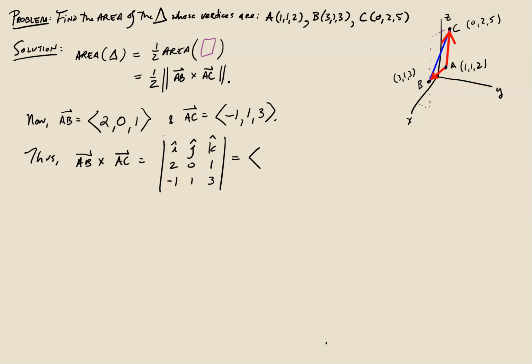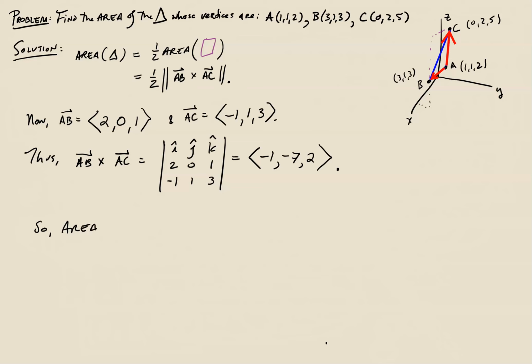Let's see. First component has to do with i. We go down and to the right, we get nothing. And then when we go down and to the left, we get 1. So we have to subtract off 1. So we get a -1 there. As for j, let's see. We're going to get, when we go this way, 1 times -1 is -1. But then from that -1, we have to subtract 6. So that's going to give us -1 minus 6 is -7. And then we have k, which is going to give us 2 minus 0. So we're going to get a 2 right there.